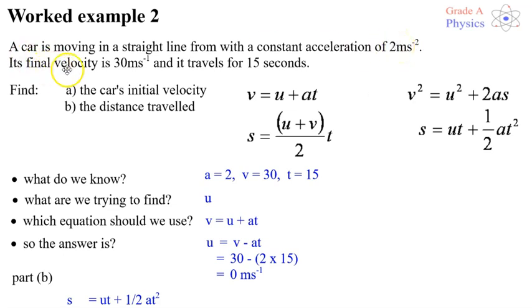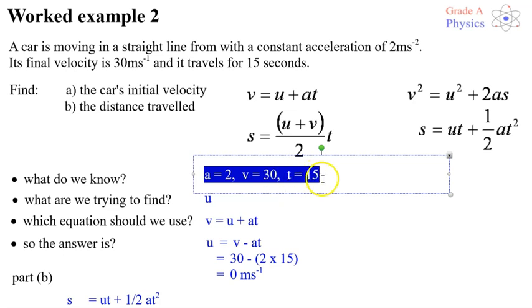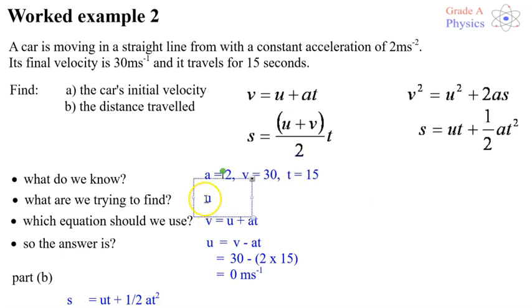In this case, we're told the final velocity is 30 and it travels for 15 seconds. Right, so part A, find the car's initial velocity. So once again, we can write down the 3 values that we're given. We're given the acceleration is 2. In this case, we're told the final velocity is 30 and we're told the time is 15. And we're trying to find the initial velocity, so we're trying to find u.